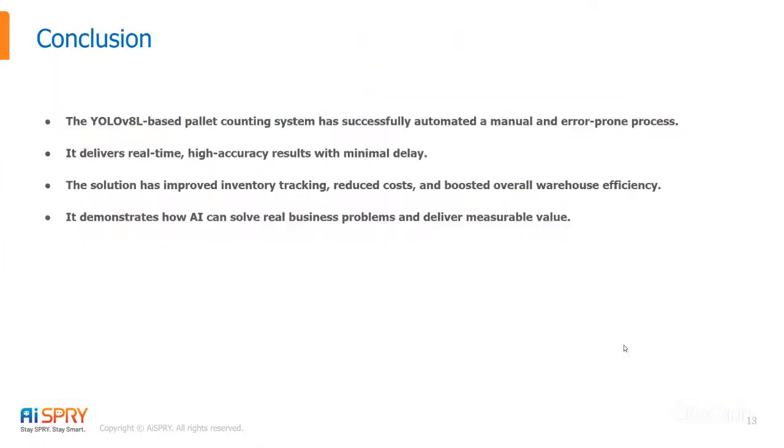The conclusion is that the YOLO V8 large pallet counting system has successfully automated a manual and error-prone process. It delivers real-time, high-accuracy results with minimal delay. The solution has improved inventory tracking, reduced cost, and boosted overall warehouse efficiency. It demonstrates how AI can solve a real business problem and deliver measurable value.